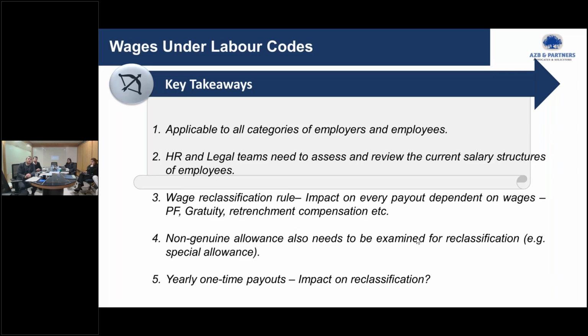And the last takeaway, which we believe is going to be very important, because some of these payouts are on a month-on-month basis. I need to give PF every month. If my wage is getting reclassified, but I'm, let's say, giving you a bonus in the month of March, what happens in the month of March? Will I go and reclassify? My salary for the rest of the months, but in the month of March will look very different. My PF will become different. My gratuity will become different. So it's very, very important that one-time payouts are also examined as to how they will be treated as far as reclassification comes. So these were important takeaways.